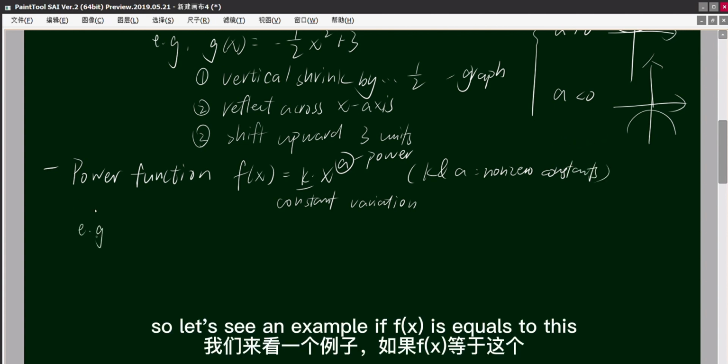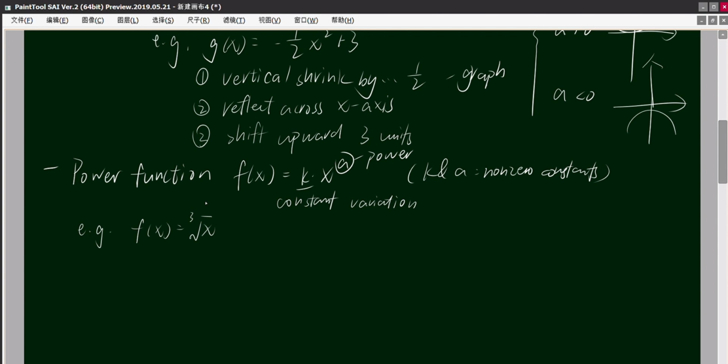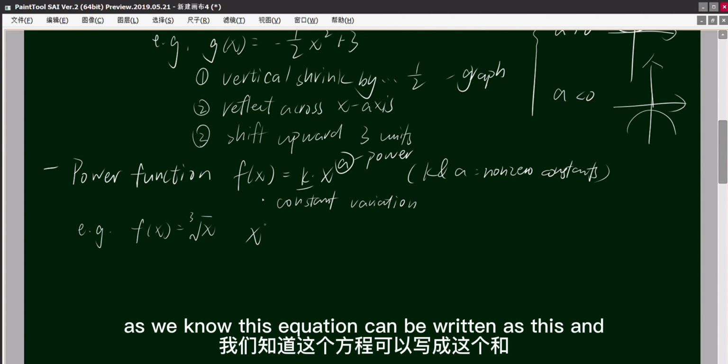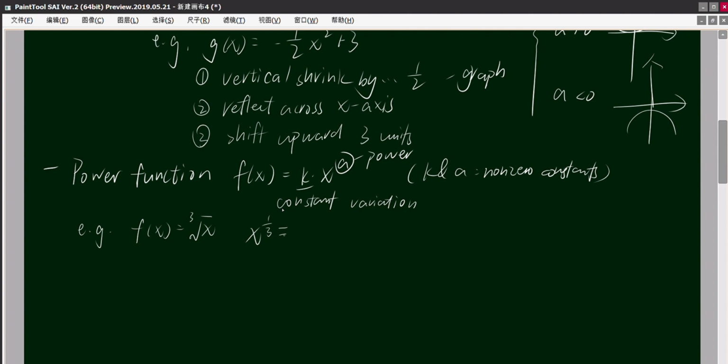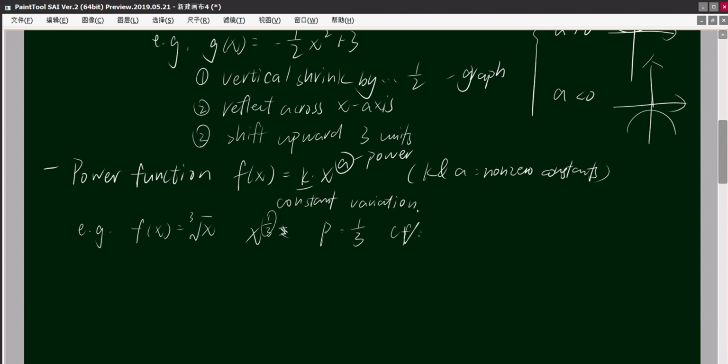So let's see an example. If f(x) is equal to this, what is the power and the constant of variation? As we know, this equation can be written as this, and so the power is 1/3, and the constant of variation is 1, because the coefficient before x is 1.